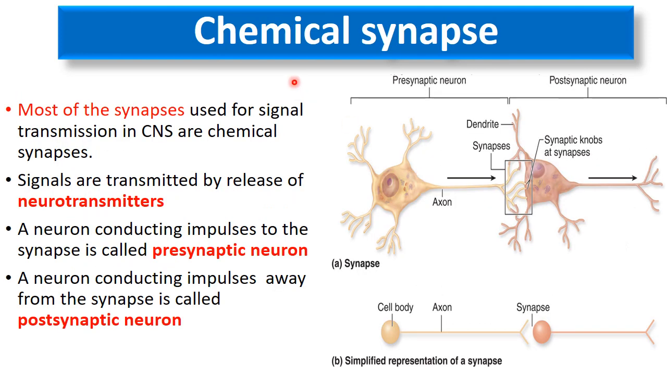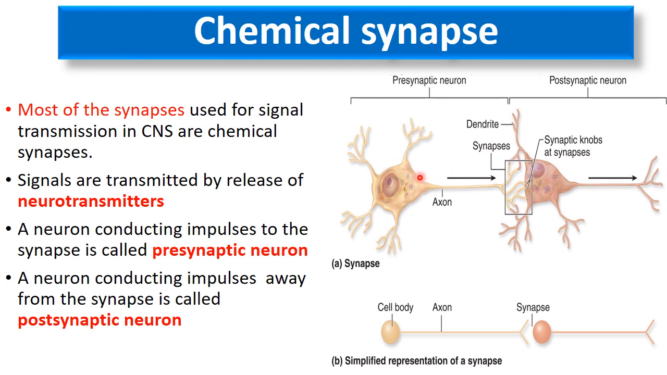The most important synapses present in the neurons are the chemical synapses. Most of the synapses used for signal transmission in the nervous system are the chemical type of synapses, in which a certain chemical is released. Since it is released at the nerve terminals, it is known as a neurotransmitter.